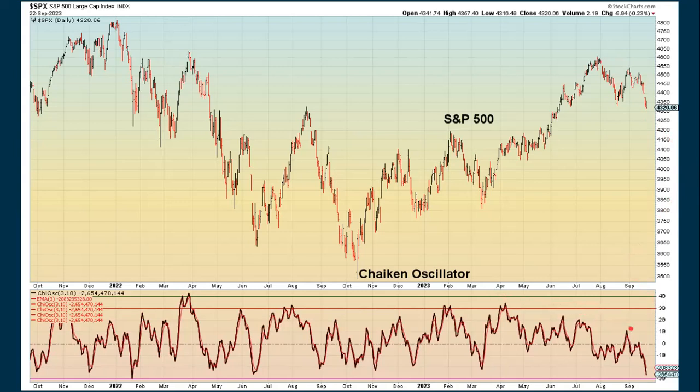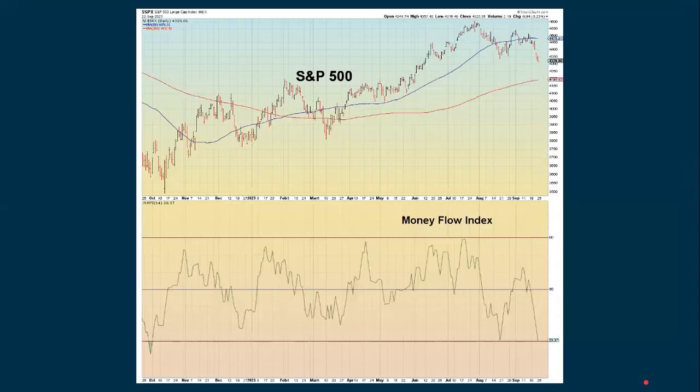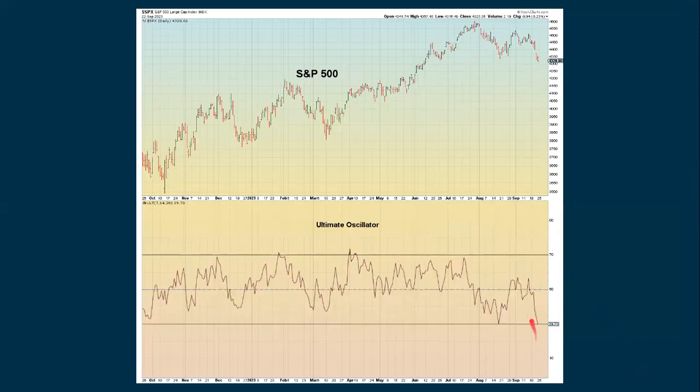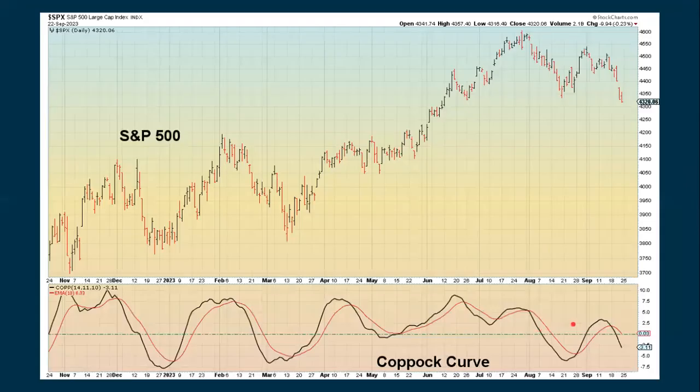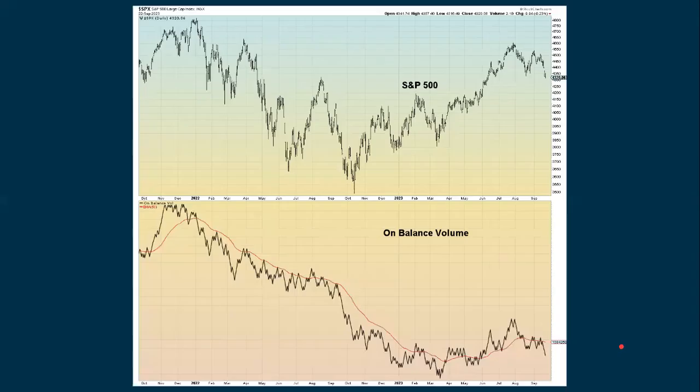The Chaikin oscillator is declining. That's negative. And if we do continue to fall, we might get an extreme negative reading. Also, the money flow is below 50 and declining and getting really close to an extreme negative reading. The ultimate oscillator, the same thing, below 50, declining near an extreme reading. The Coppock curve is not generating any kind of a signal right now. When the black line crosses above the red line, that's when a buy signal is generated. We lost that, and now we've been declining.